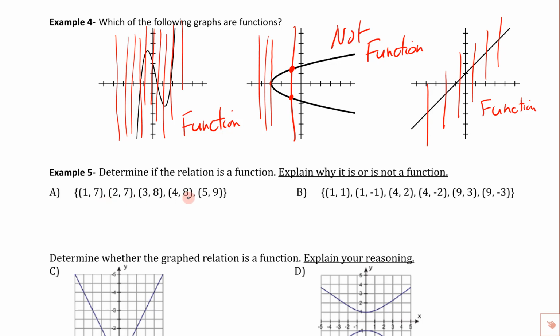If we've got a set of ordered pairs, then we have to be a little bit careful. So we go through here. If you wanted to draw a mapping and see if any of the x's correspond to more than one y, then you could do that. But there's a pretty easy way to tell. Let's just go through here and see if there are any repeats of the x, because that's the only time we're going to have a problem: if we've got a repeated x.